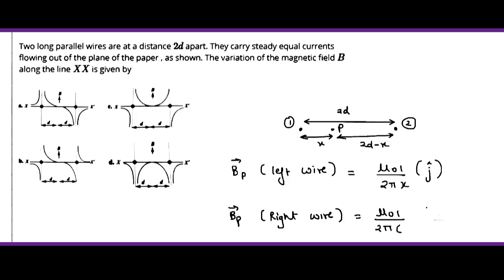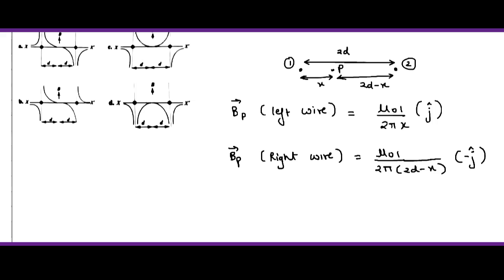Instead of x, the distance will be 2D minus x. The direction will be downward, so minus J cap. So the net magnetic field at point P can be written as B net at point P, given as B due to the left wire, let's suppose it to be B1, and let's suppose the other to be B2 to avoid confusion. So we can write it as B1 bar plus B2 bar.